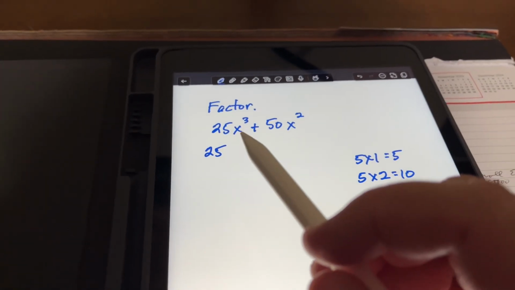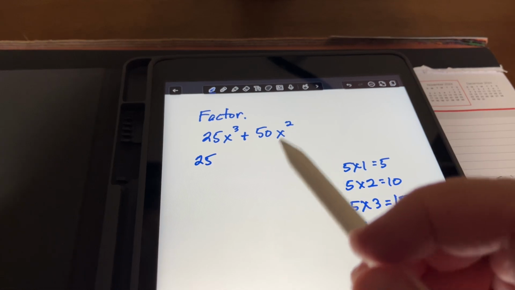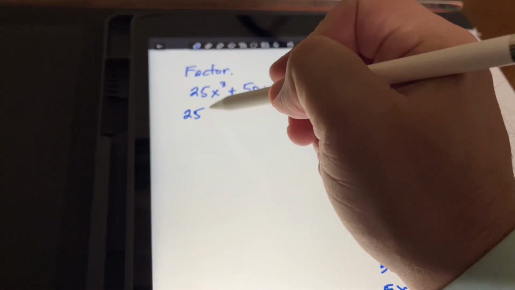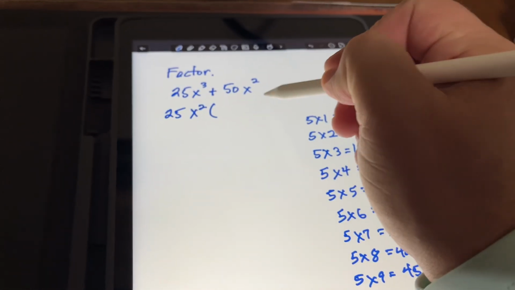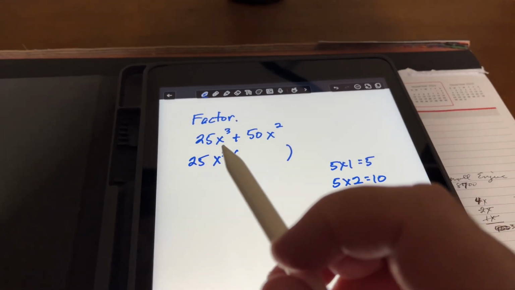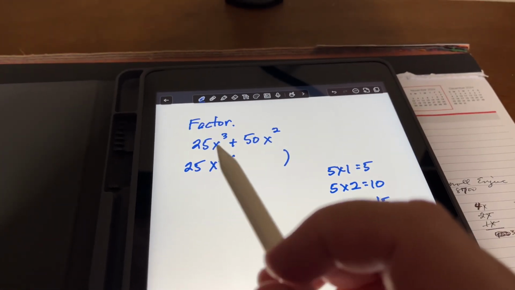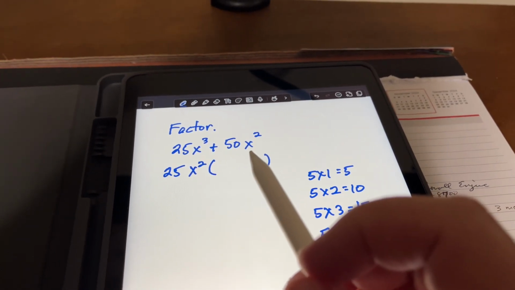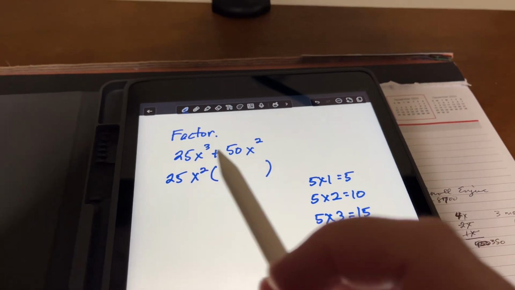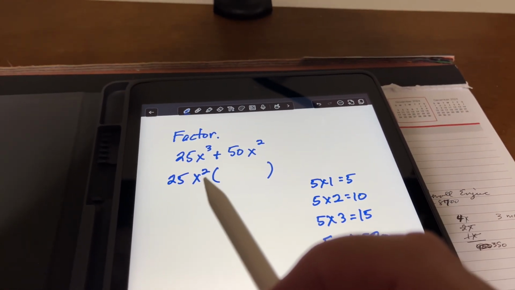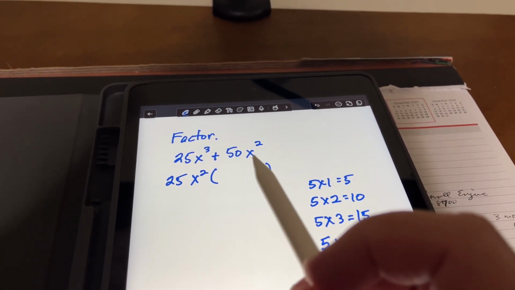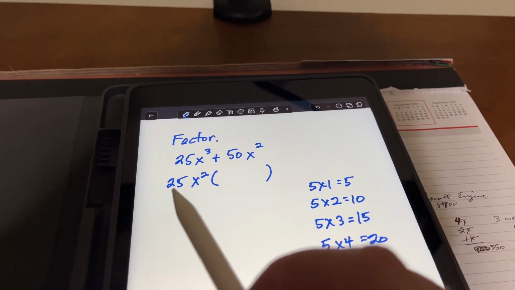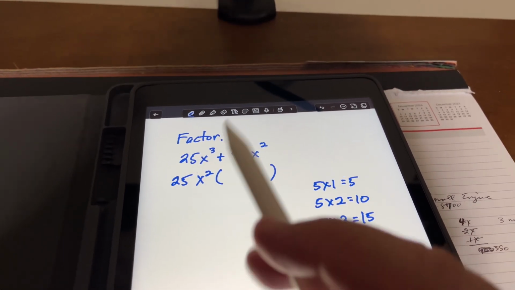Now I'm going to look at the variables, x to the third and x squared. If you have the same letter, the greatest common factor is going to be the smaller exponent. That's the one that each of them has at least. This is 3 x's, x times x times x, and this is 2 x's, x times x. So they both have at least 2. They don't both have at least 3 because this is x to the third, but this is only x squared. So this is my greatest common factor.